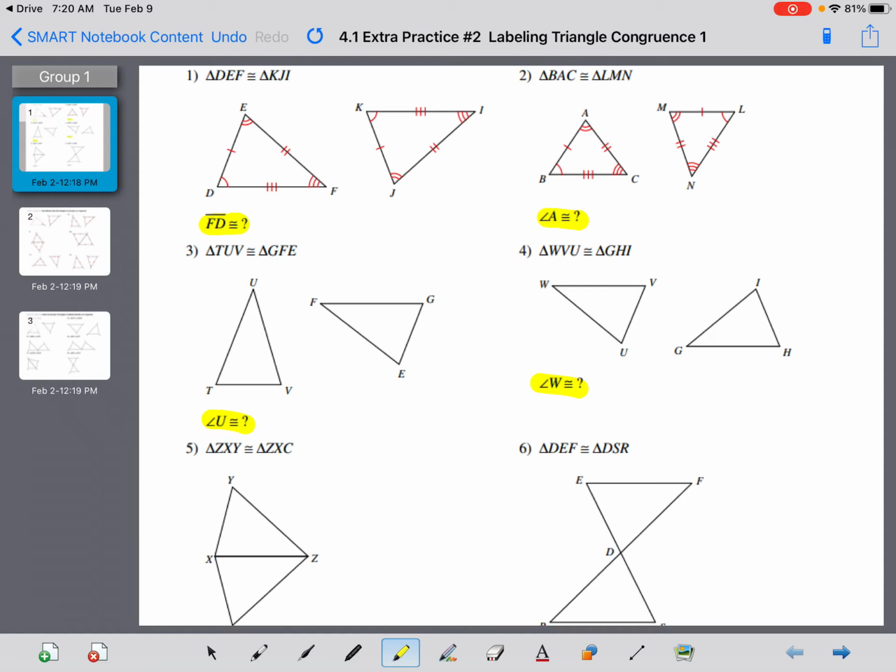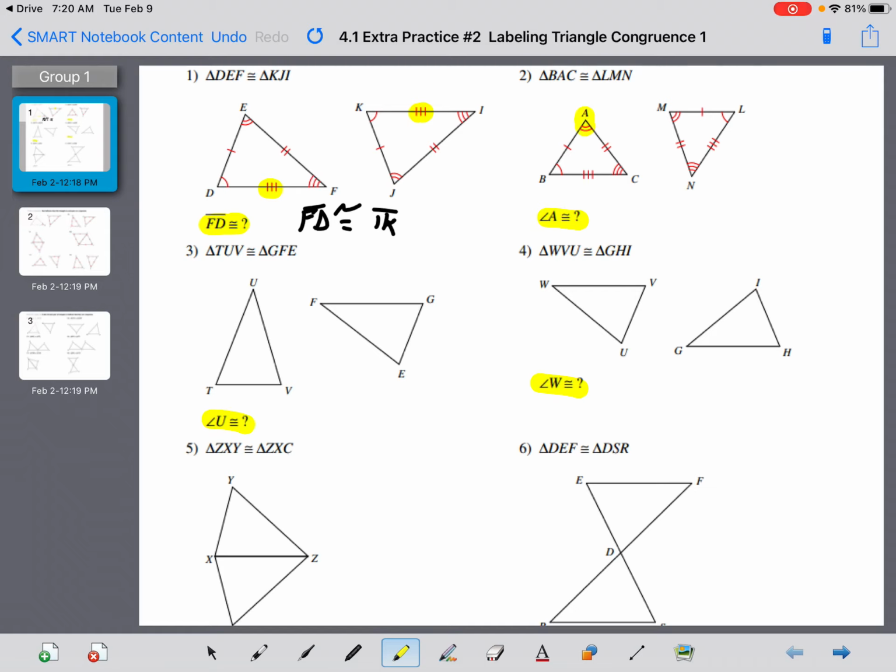All right, well, if you notice, they talk about FD. FD has 3 tick marks. In the corresponding triangle, that would be IK. So FD is congruent to IK.